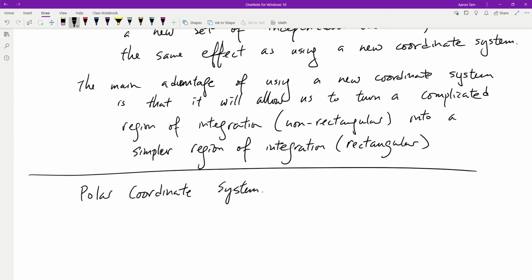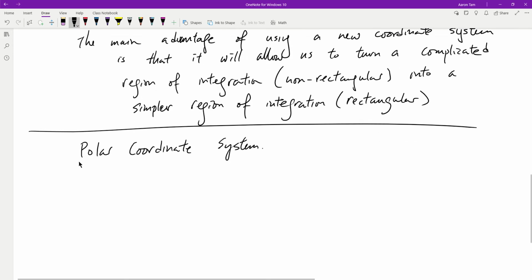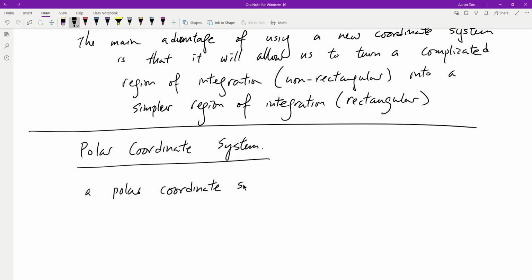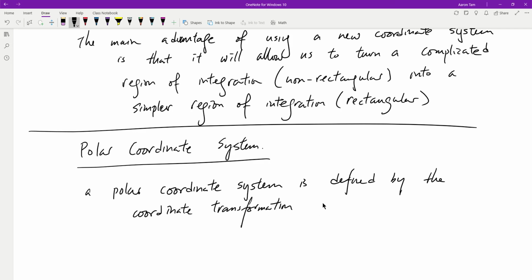So quick recap. A polar coordinate system is basically a coordinate system using r and theta. A polar coordinate system is defined by the coordinate transformation T of r theta is equal to r cosine theta, r sine theta, which is equal to x y.